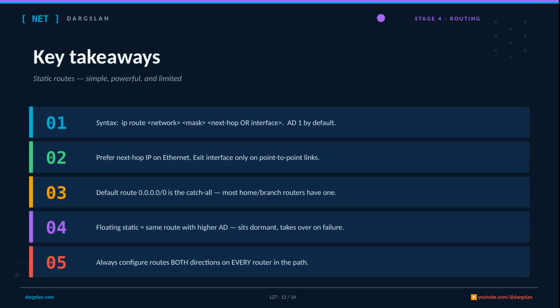So let's pull the whole lesson together. The syntax is straightforward. ip route, network, mask, then either a next hop or an exit interface, and it lands in the table with an administrative distance of 1. Lean on next hop IPs for Ethernet. Save exit interfaces for point-to-point links, and remember that 0.0.0.0 0.0.0.0 is your catch-all default. Floating statics give you a quiet backup path by raising the AD, and above all, routing is a two-way conversation, so configure both directions on every router in the path.